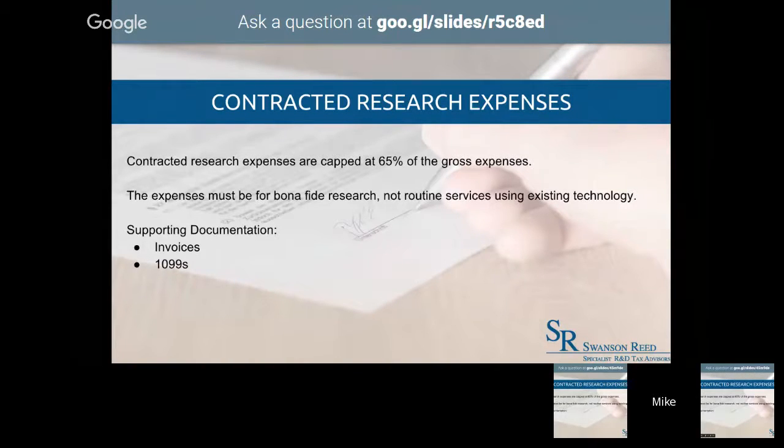So if you paid ABC lab company to test some of your results, or someone that tests a metal that you've modified in some way, and they charge you $10,000, you can charge $6,500 of that to the R&D project. Expenses have to be for bona fide research and not routine services using existing technology. So if Bob's Electric Company came down and did some rewiring in your building, that is really not R&D. Supporting documentation: invoices, and 1099s. To do a 1099, it has to be at least a $600 charge within that year.